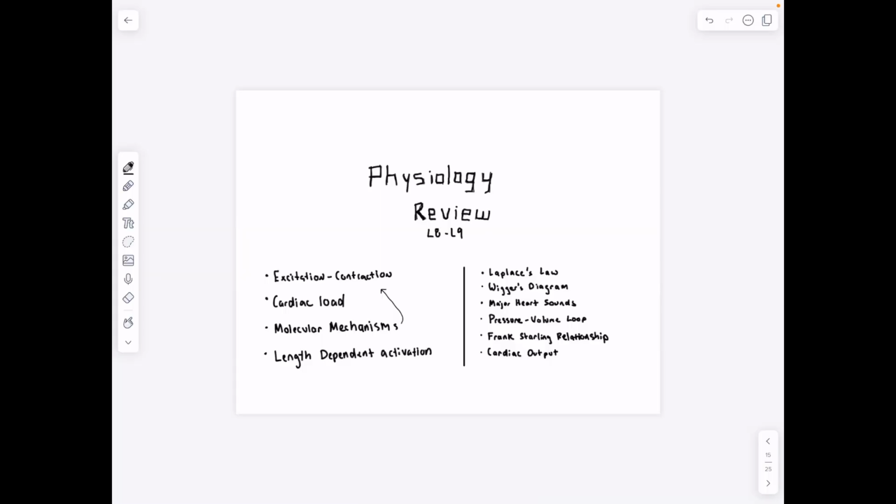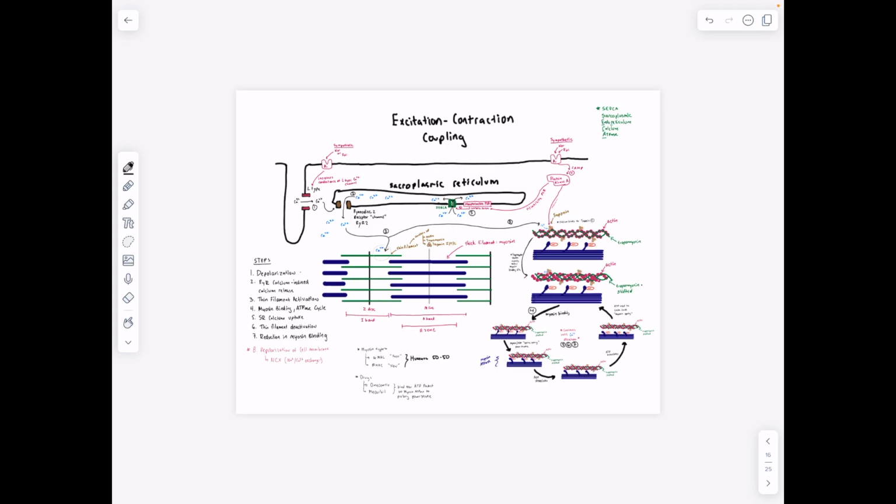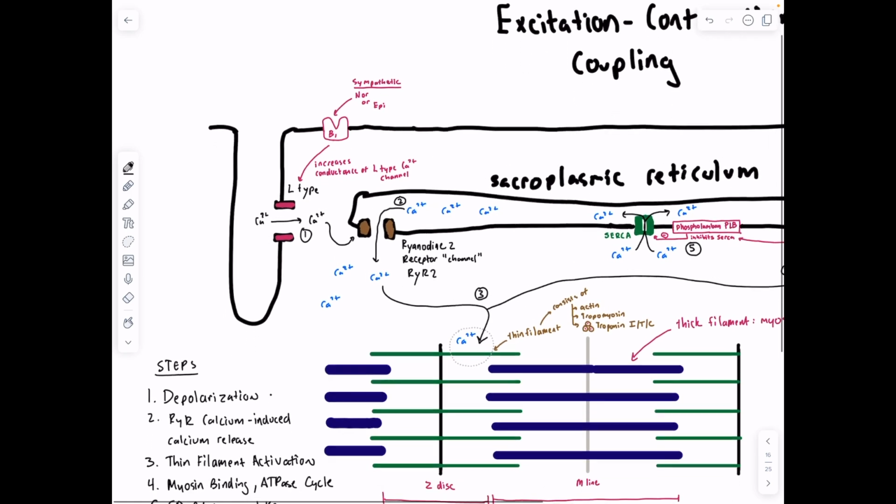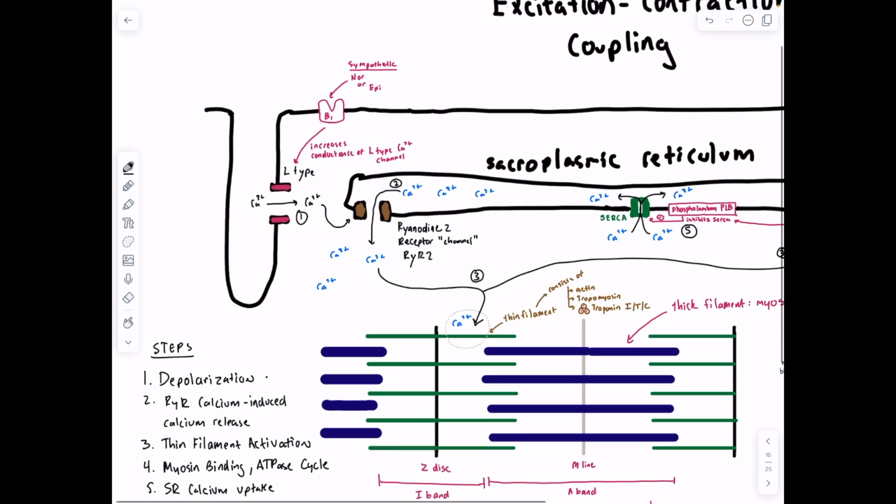All right, so let's take a quick look at lectures 8 and 9 for review, starting with excitation-contraction coupling. We have the steps we're familiar with, but we'll just walk through it: depolarization, and then the power stroke cycle. So starting with calcium coming into our cell, this is during really phase 2 and phase 3 of the action potential, calcium coming through our L-type channel. That calcium is increasing the calcium in the cytosol, and in particular, it's going to activate the ryanodine 2 receptor channel, RyR2, which is going to allow additional calcium to come out of the SR.